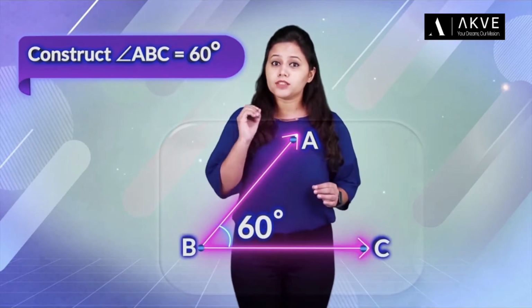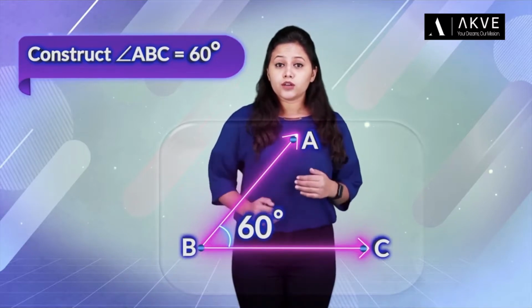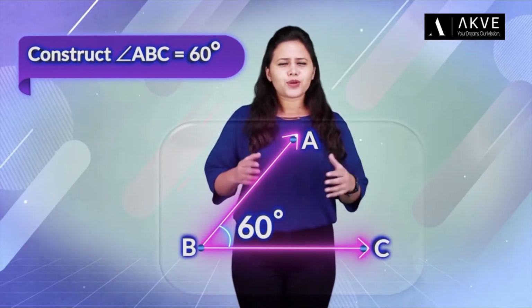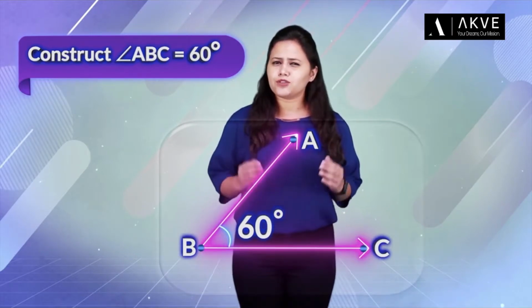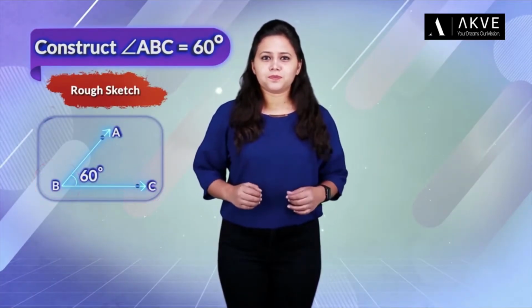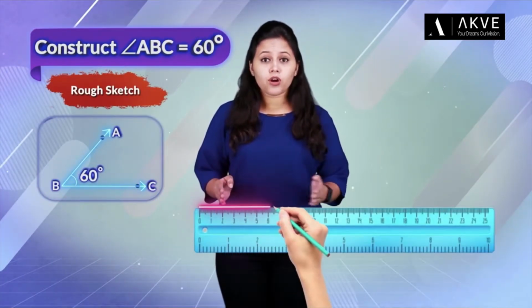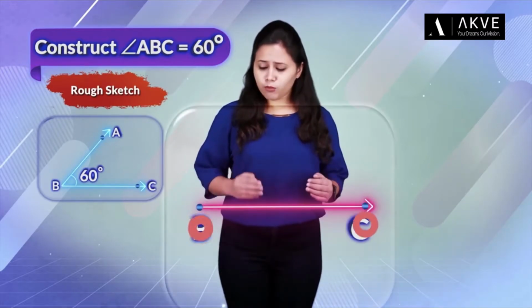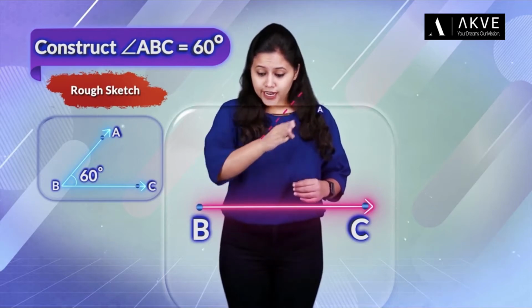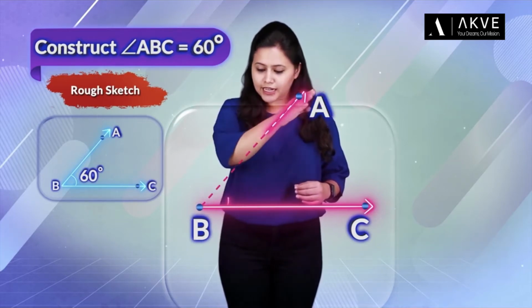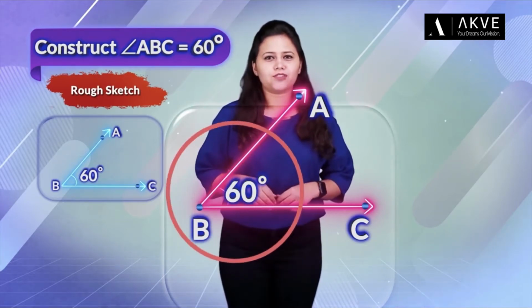The most important step in construction is to draw the rough sketch first to get an idea of how the actual figure will look. The rough sketch looks something like this. So start with the base BC. Take a ruler and draw a ray BC with the initial point B. Now we have to construct a ray BA such that angle ABC is 60 degrees.